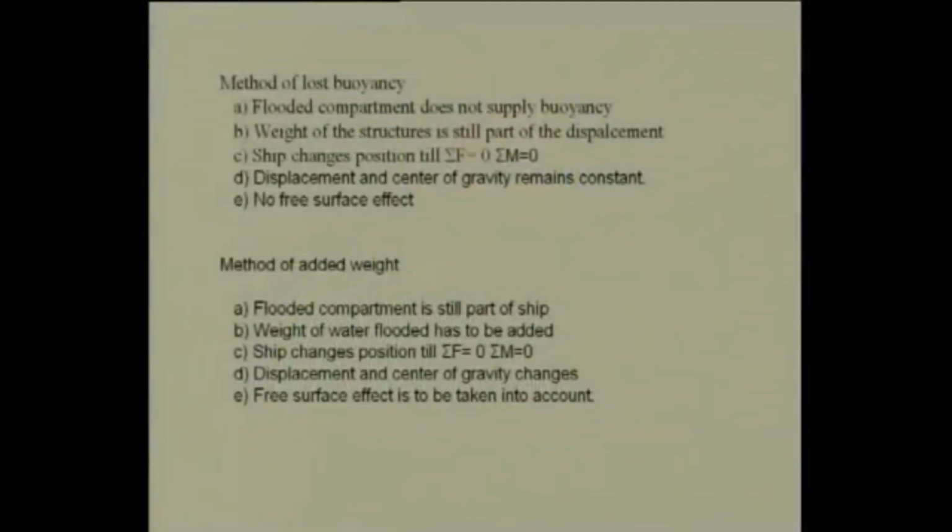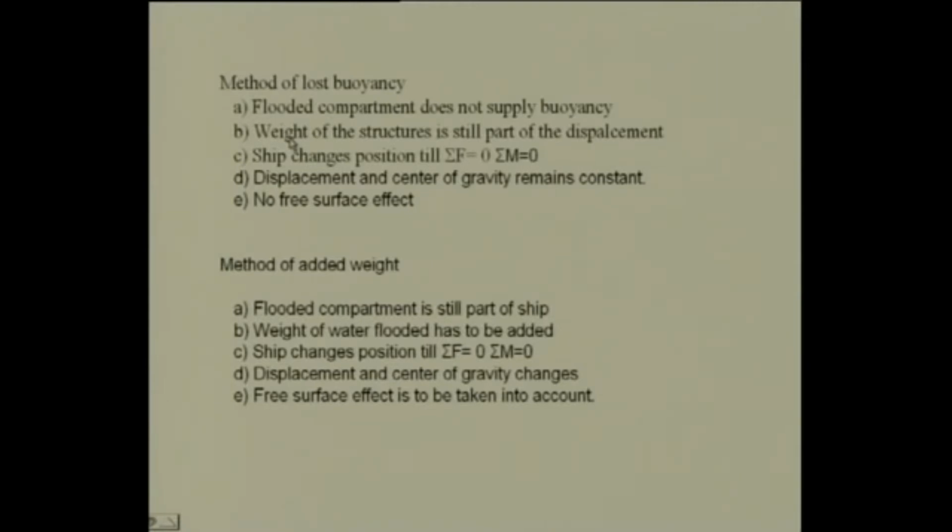So, because initially that was a part of the ship and there was buoyancy from that, now water is there, and that water balanced the buoyancy from that section. Therefore, it is like that is no longer there, you can neglect it, that region is removed completely. So, the ship is now without that compartment, and that is how you proceed with the calculations. This is the method of lost buoyancy. You can say that the flooded compartment does not supply buoyancy. So, that part is not part of the ship anymore.